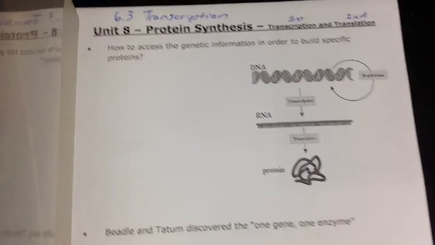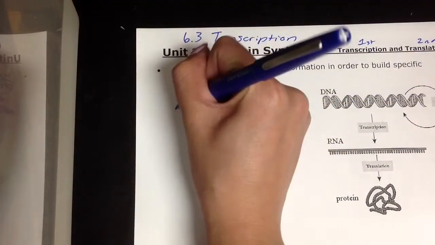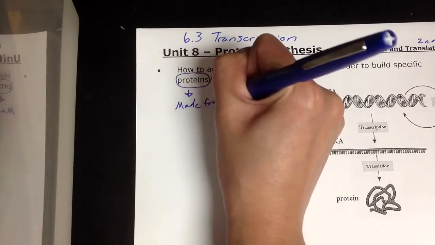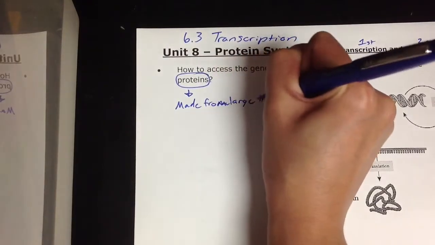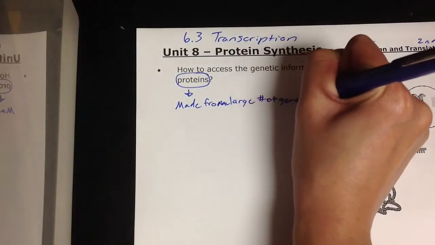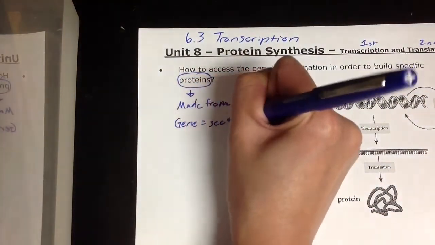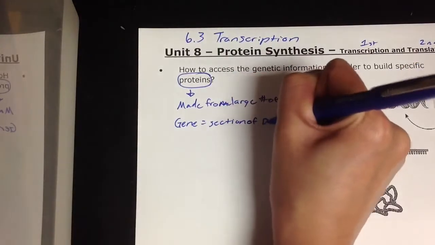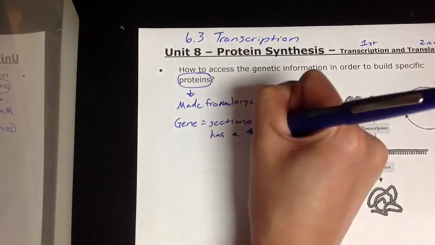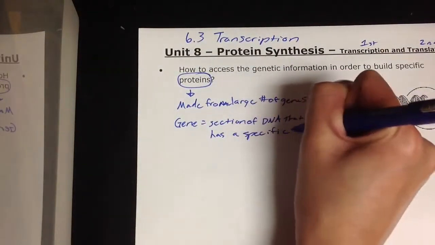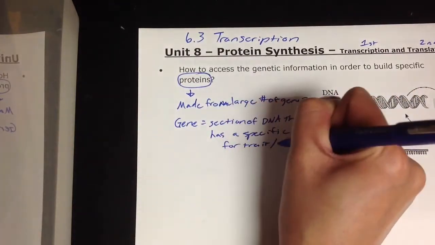Some things that you should remember is that a protein is made from a large number of genes, and that a gene is a section of DNA that has a specific code for a trait or a protein.